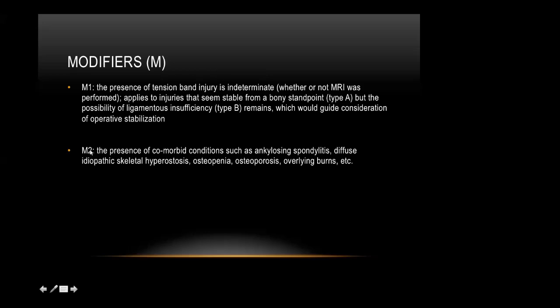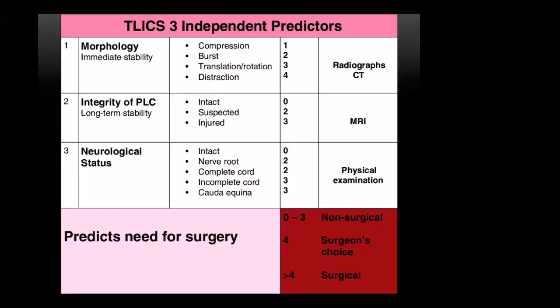And the M2 modifiers are the comorbidities: ankylosing spondylitis, osteopenia, osteoporosis, burns. These are the factors that affect your decision making when you're considering a surgical option in a patient who has an unstable spine. So just a quick revision. The TLICS has three components: the fracture type, the PLC, which is the tension band, and the neurological status. Anything more than 4 is surgical, less than 4 is non-surgical.